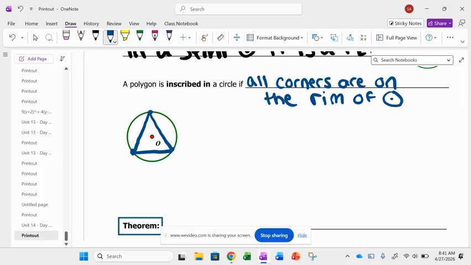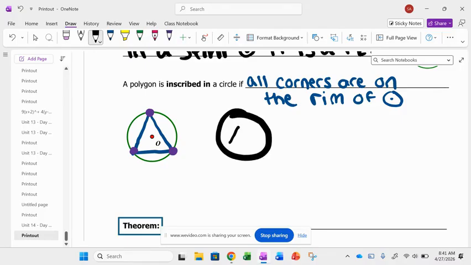See how I just drew a triangle inside the circle, but do you notice that all the corners, or the vertices, of the triangle are on the rim of the circle? That means the triangle is inscribed in the circle. That's how you would say that this triangle is inscribed in the circle.